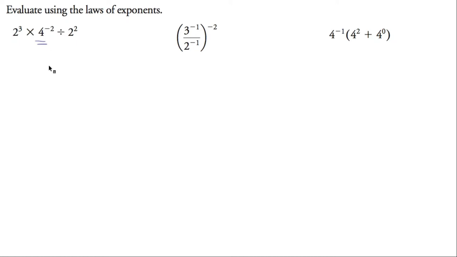So it's up to us to realize that we can turn the number 4 into one of the other bases. Right now, there is only one other base, and it's 2. The 4 can be written as 2 to the power of 2. And so let's write out this whole new question now. We've got 2 to the 3 times 2 to the 2, which represents that 4, to the negative 2.